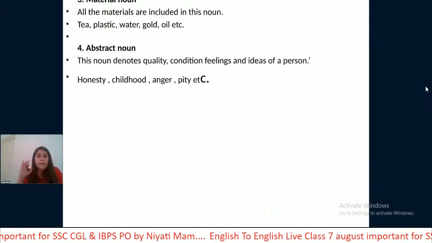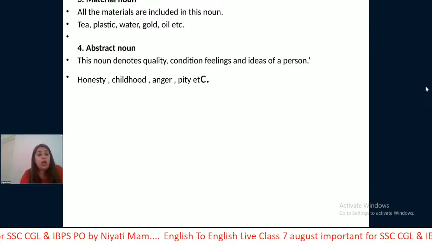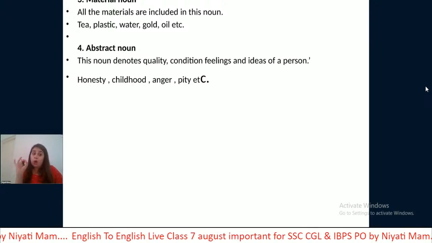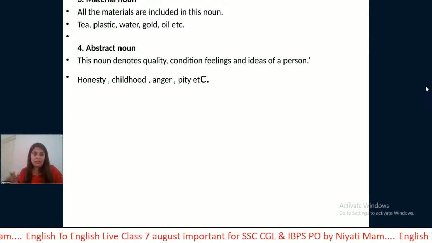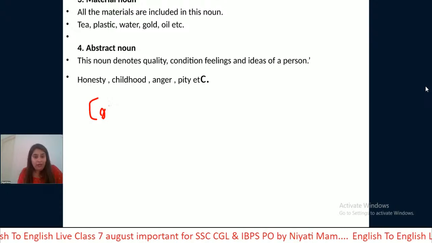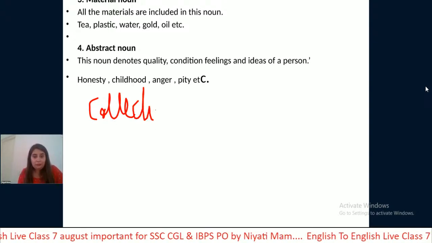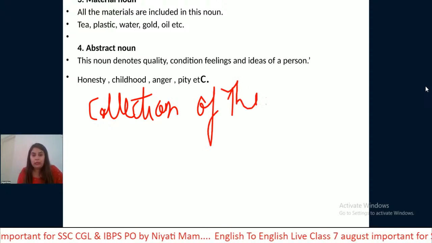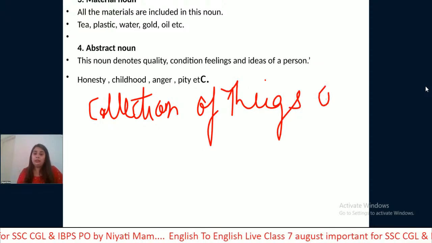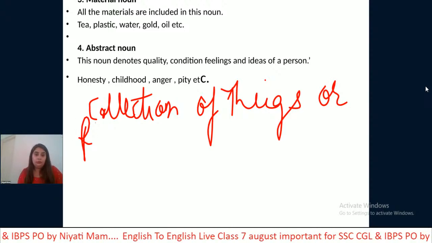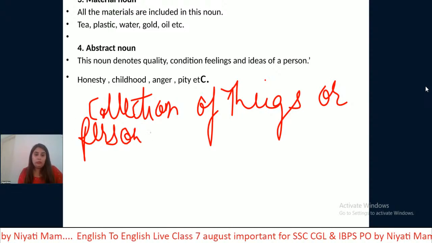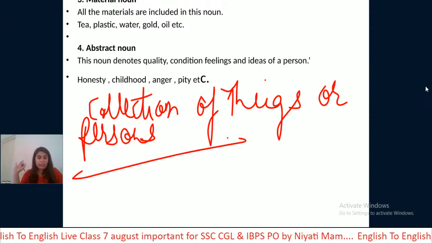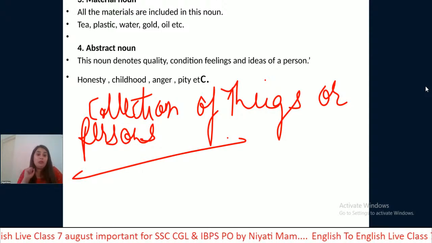Now, material noun. I'm not going to teach you collective noun here. We have already read in our subject verb agreement session that collective nouns represent a collection of things or persons. We have already done that.